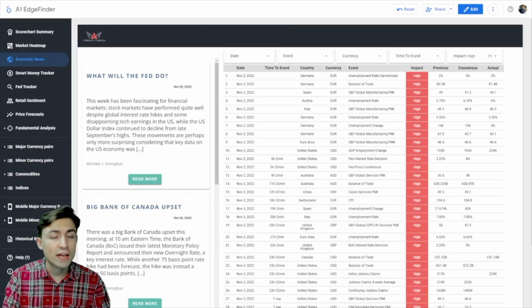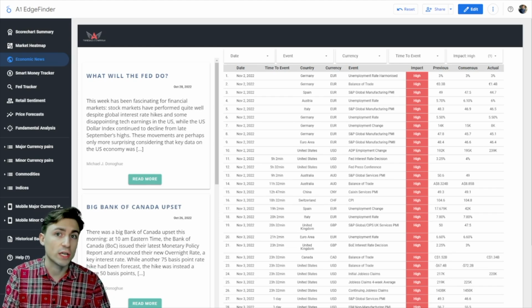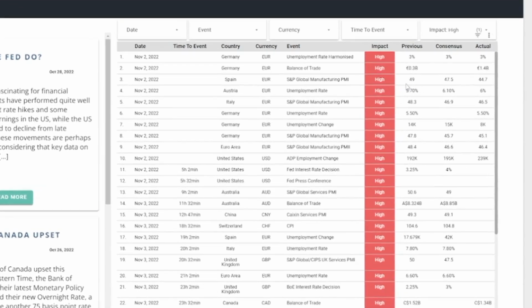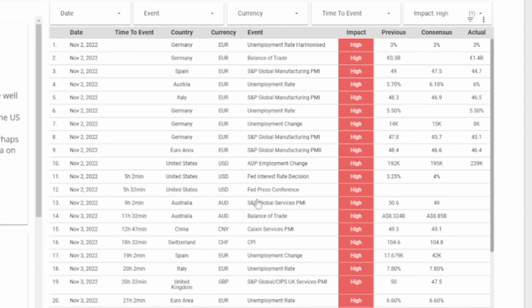Happening today, we have the Federal Reserve's decision on interest rates, and you can see it right here. If we zoom in, we are taking a look at the Fed interest rate decision. Right now, we are currently sitting at 3.25% interest rates here in the United States. Forecasts are expecting us to get up to 4%, a 75 basis point or 0.75% interest rate hike.